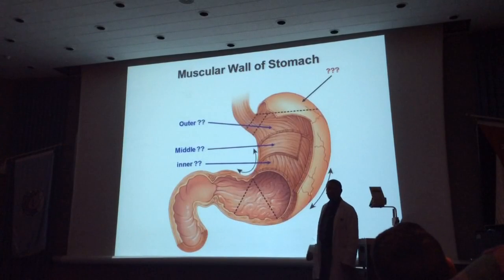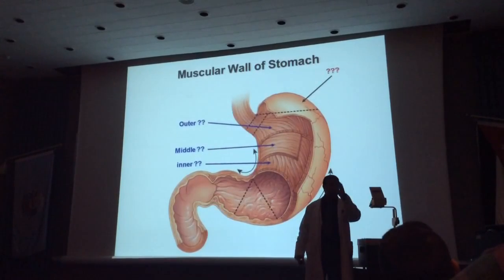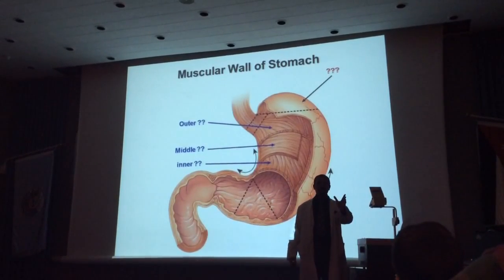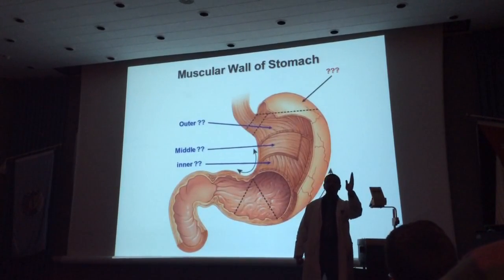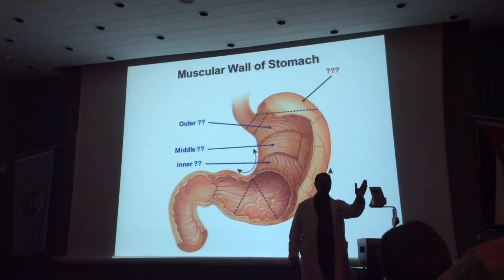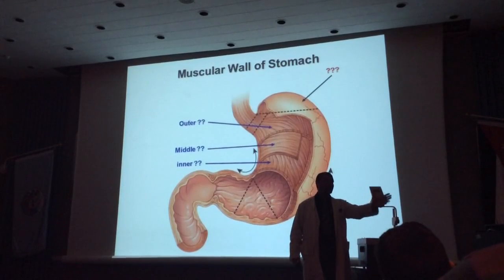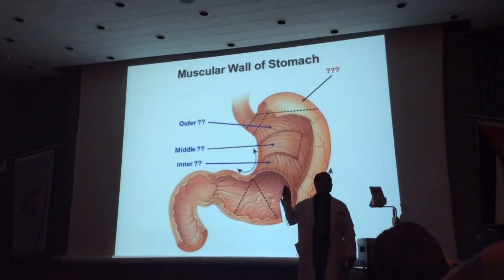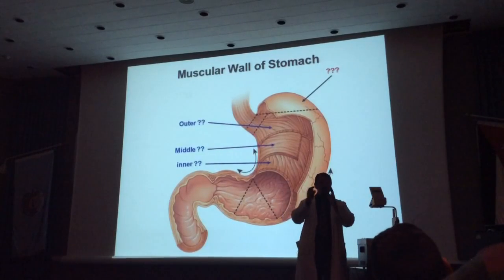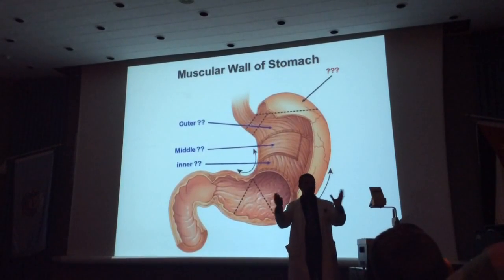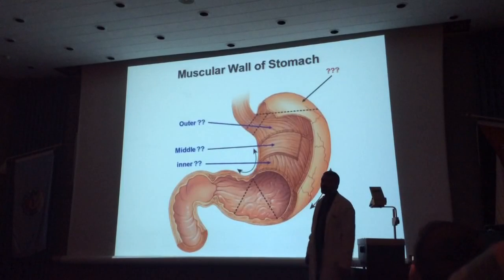Muscular, or one of the unique things, always mentioned in histology: mucosa, submucosa, muscularis. Then the peritoneum covers the stomach, there is no adventitia. Adventitia with peritoneum is serosa. Okay? So it's serosa here.